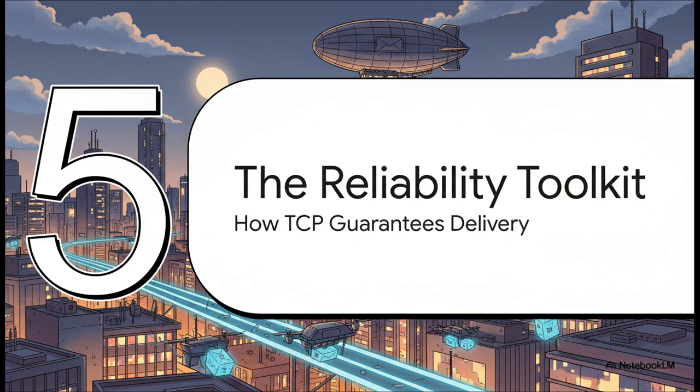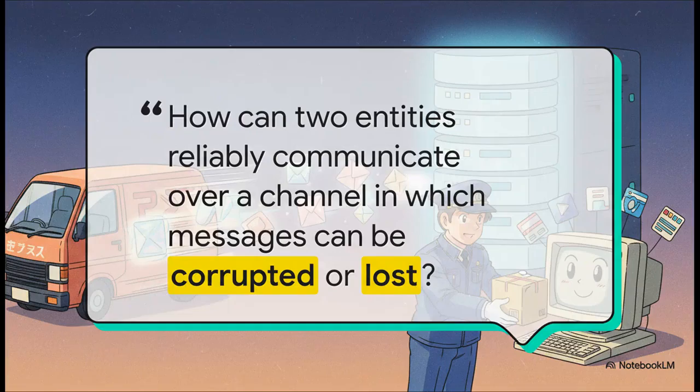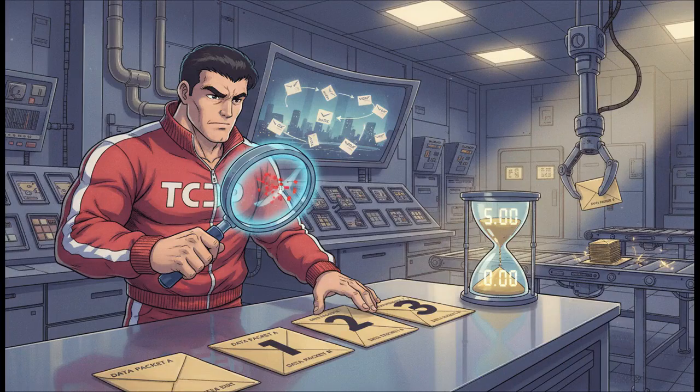But what's in its toolkit? What does it actually use to make sure that every single letter gets to its destination safe and sound and in exactly the right order? And this question right here, it just perfectly sums up the whole challenge. The internet itself, at its core, is an unreliable channel. It's a wild place. Packets get lost, data gets corrupted, things show up all out of order. TCP was literally invented to solve this exact problem. And here's how it does it.